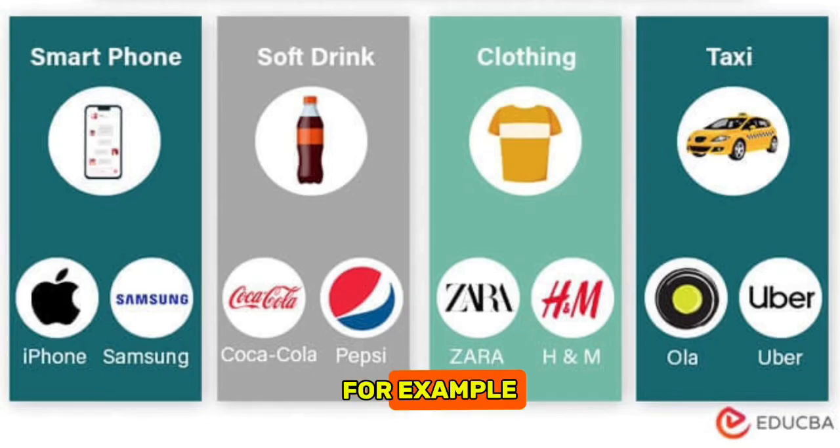For example, the smartphone market is an oligopoly with companies like Apple, Samsung, Xiaomi, and Huawei. The soft drink market is another example where Coca-Cola and Pepsi are dominant players. In air travel, some countries have only a few airlines controlling most flights. In social media advertising, companies like Meta, Google, and TikTok compete strongly.